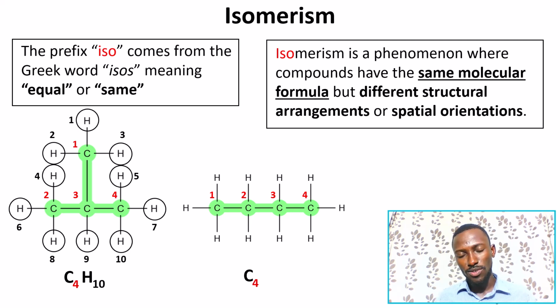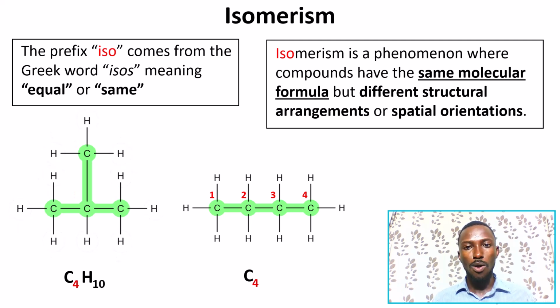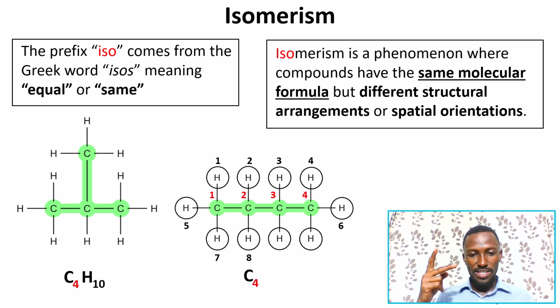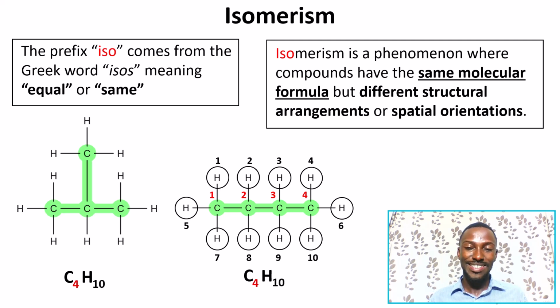Now let's get back to the other organic compound. Now let's count the number of hydrogens. Let's go. 1, 2, 3, 4, 5, 6, 7, 8, 9, 10. So it also has 10 hydrogens. So it can be written as H10. That's quite interesting. You see that the first compound is C4H10. The second compound is also C4H10.